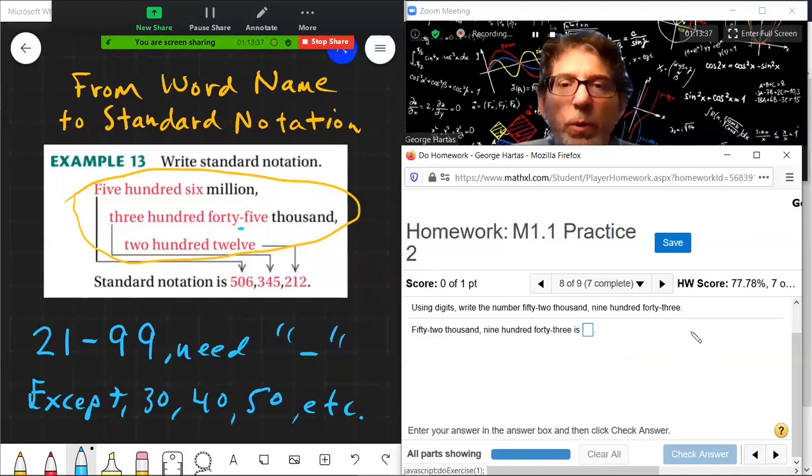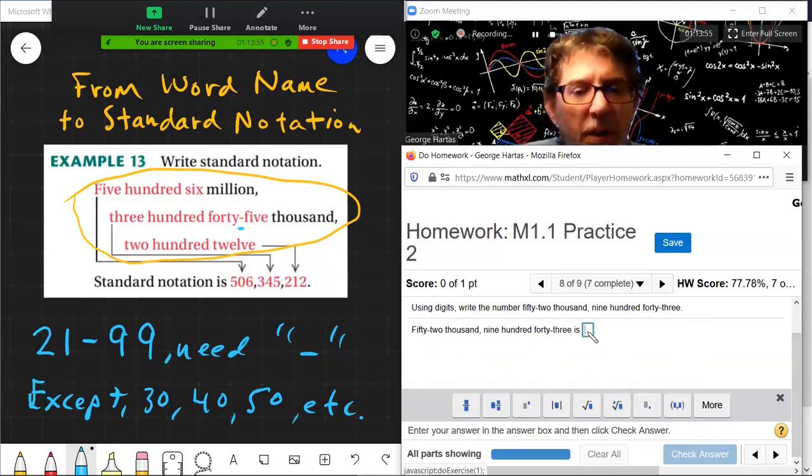And the same thing here, we're going from a word name to standard notation. Again, just a bunch of words, but do it in chunks. So let's focus on the leftmost chunk. 52,000, comma. Then we continue. 943. So imagine what that looks like. 943.